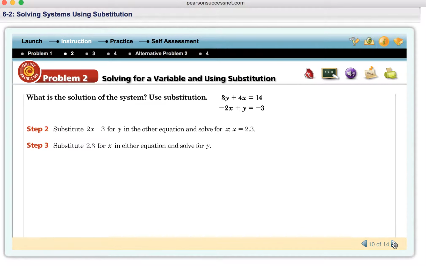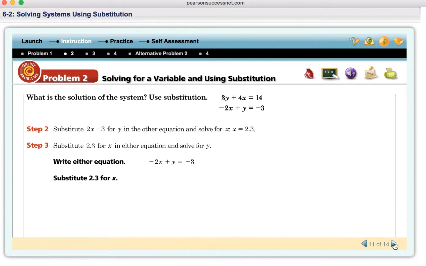Step 3. Substitute 2 3/10 for x in either equation and solve for y. Write either equation. So again, it doesn't matter which one you plug the 2.3 into. I would say always look for the one that's going to be the easiest to plug it into. It'll just make your life easier.